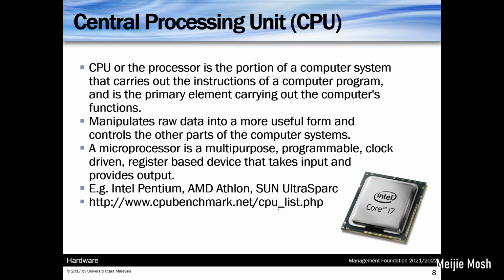CPU is the portion of a computer system that carries out the instructions of a computer program and is the primary element carrying out the computer's function. CPU is known as the brains of the computer system. It manipulates raw data into a more useful form and controls the other parts of the computer system.